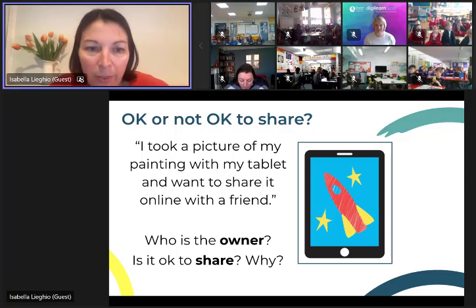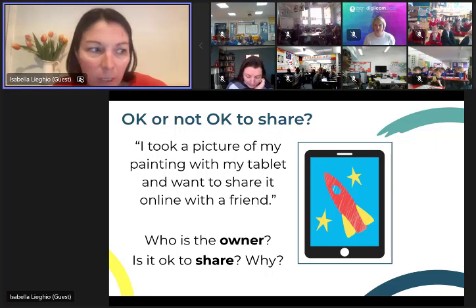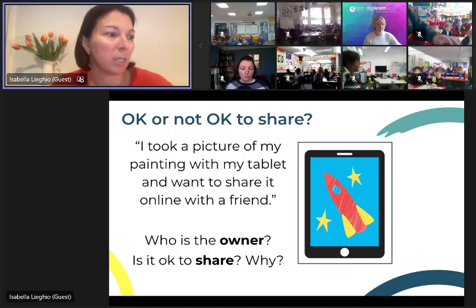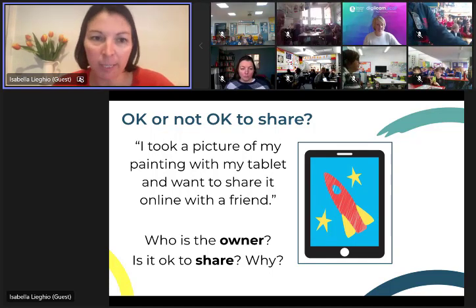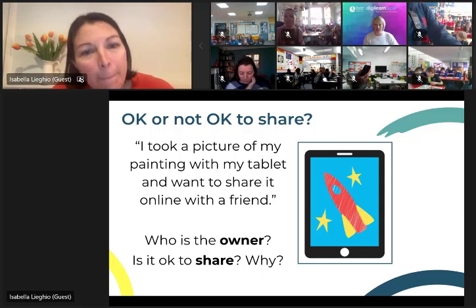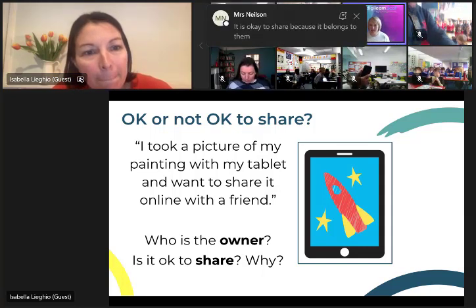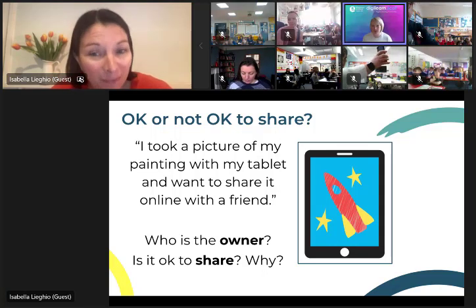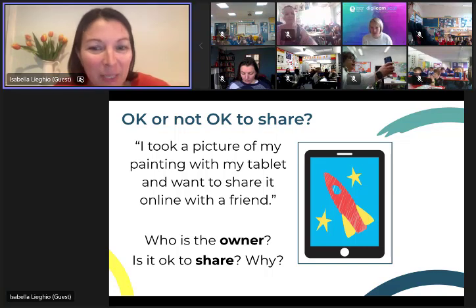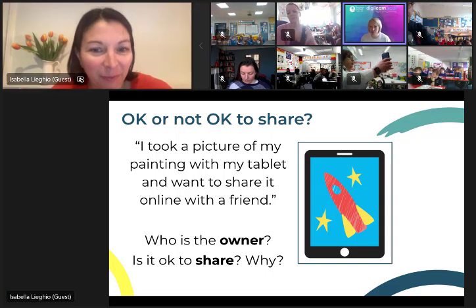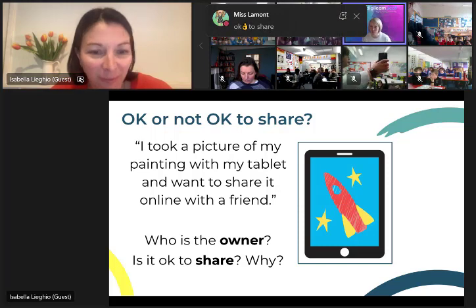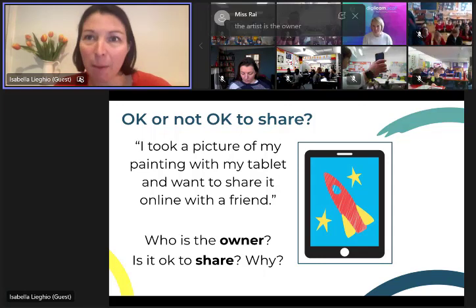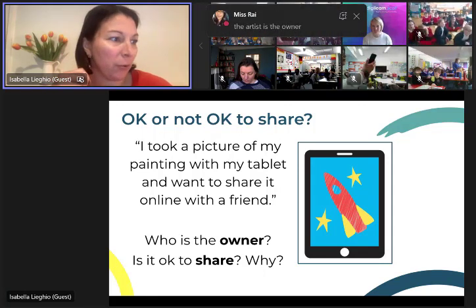So who do we think the owner of that picture is? And do we think it's okay for that person to share it with their friend? Has anyone got any ideas? Yeah, so we've got Miss Salter's class have come in. The person who has drawn and taken the picture, so yes, it's okay to share it as it belongs to them. Absolutely. And Miss Swanson's class, the person who drew it is the owner. It is okay to share it if they want to. Brilliant. And it's up to them, isn't it? It's up to them whether they want to share it because they are the owner.